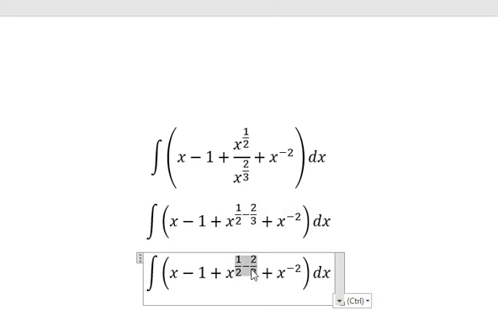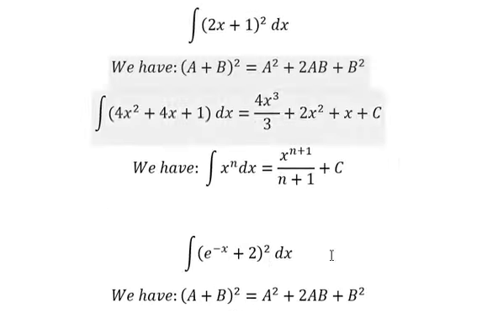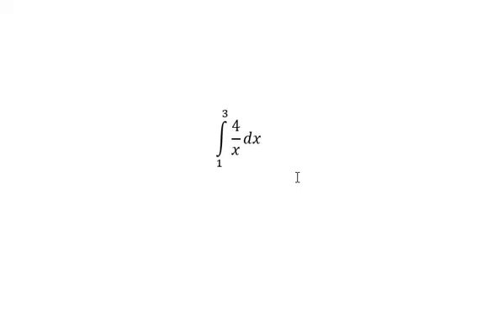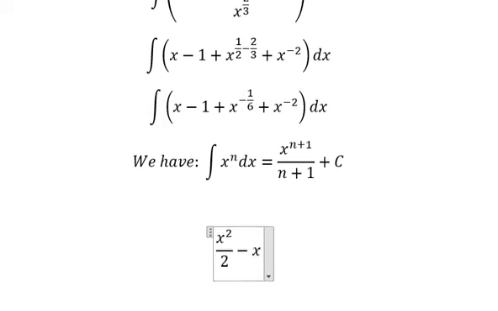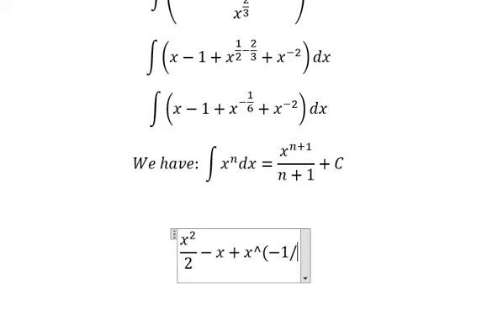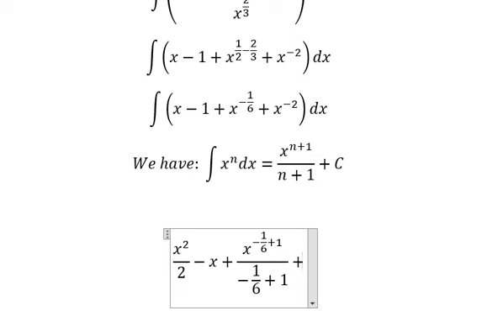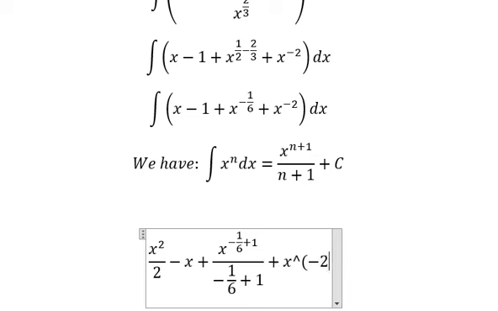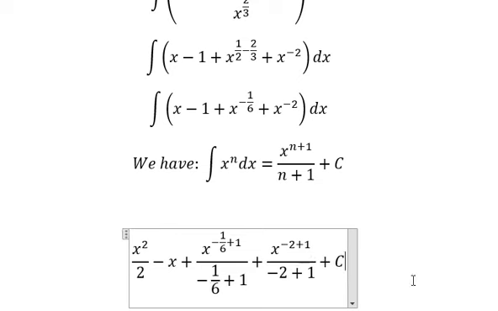And now we need to simplify this one. And we have negative 1 over 6. So we can apply the same technique in here. So this one, that is s squared over number 2. This one, that is s. The next one, that is negative 1 over 6 plus 1 over negative 1 over 6 plus 1. The next one, we have negative number 2 plus 1 over negative number 2 plus 1. And I will put c.